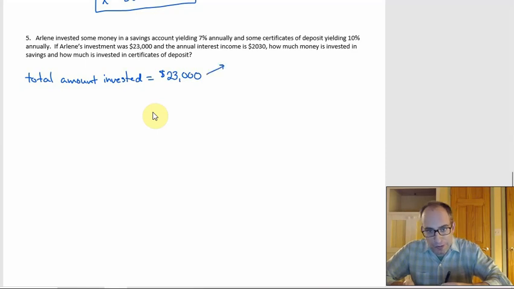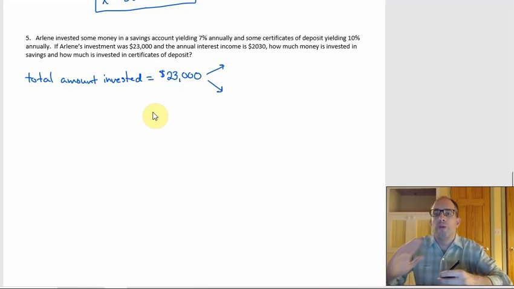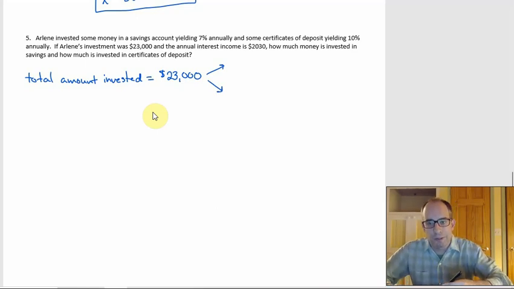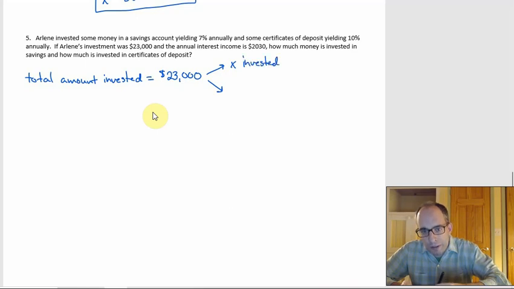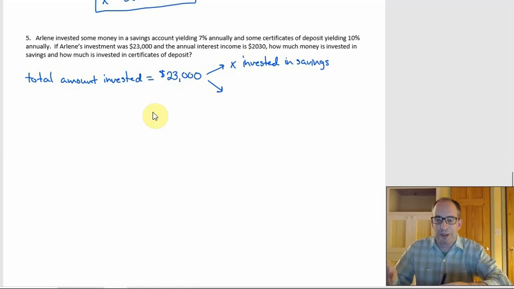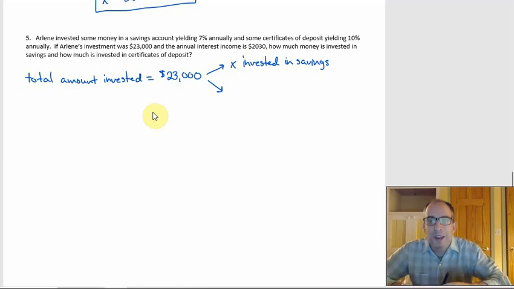So I'm just going to draw in some arrows that make two pieces here, and we don't know what they are, right? So the first one, I'm just going to call that X, the amount that's invested in savings. I know I'm leaving off the units, I don't have the dollar sign there, but I'm trying to keep it a little less cluttered. I'll stick the dollar sign back in at the end. But if X is invested in savings, remember that plus whatever I put down here has got to add up to $23,000.